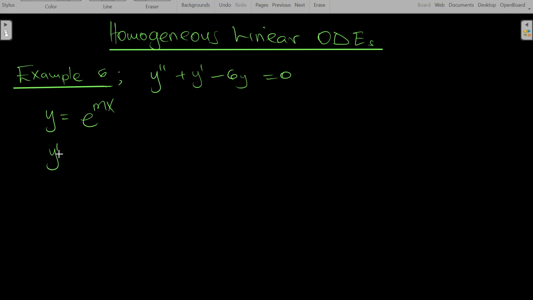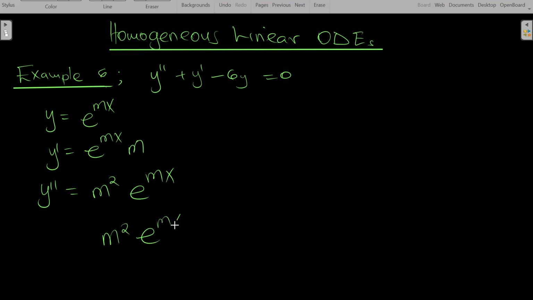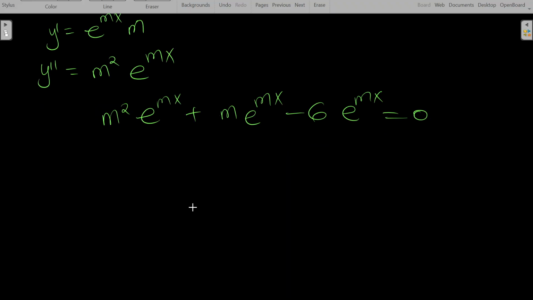So we'll have our y prime to be m e raised to mx, okay? Y double prime to be m squared e raised to mx. Okay, so if I substitute that back, I'll say m squared e raised to mx plus m e raised to mx minus 6 e raised to mx should equal 0. Keep in mind all these are just homogeneous equations.